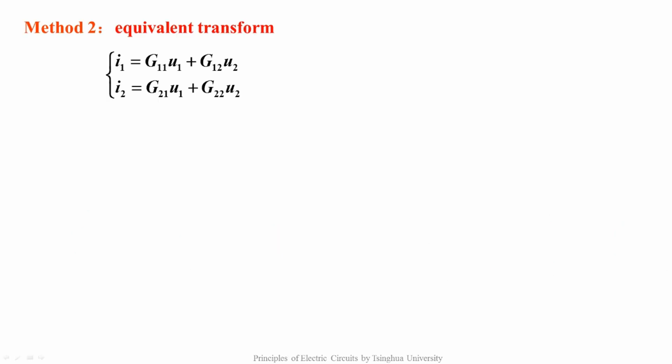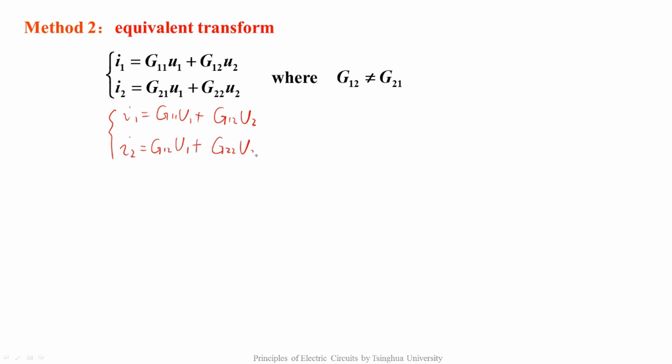Let's have a look. We firstly make some changes to the parameter equations of the two-port. This is the parameter equations of the general two-port. Since it's not a reciprocal two-port, its G12 isn't equal to G21. Then we transform the equations. I1 still equals G11 times U1 plus G12 times U2. Since G21 isn't equal to G12, we can set I2 equals G12 times U1 plus G22 times U2. So we need to plus G21 minus G12 times U1.